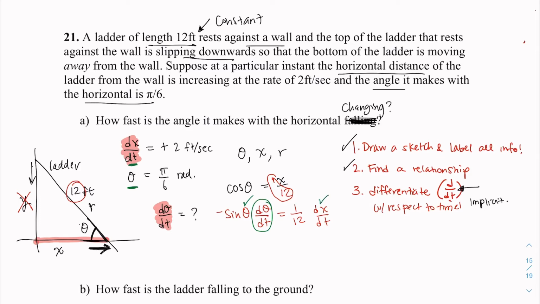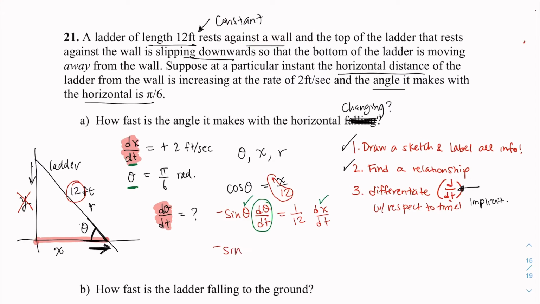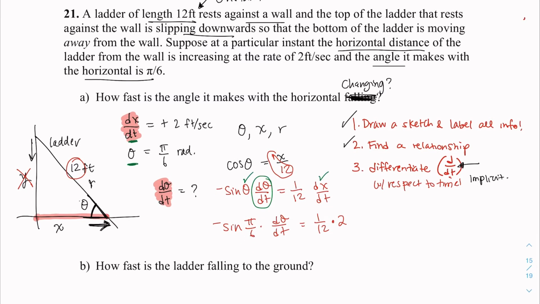If all of the other variables are checked, you're ready to solve the problem. If you have more than one variable that's missing, then you need to go back and either find a different relationship or a second relationship to get to the point where everything has a check mark. We got lucky this time. We're good to go, so let's plug in and solve. So we have negative sine of theta, where theta is pi over 6, times d theta dt equals 1/12, and then dx dt was positive 2.